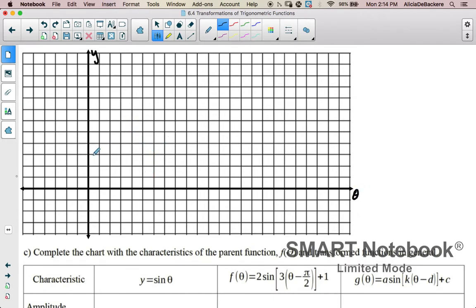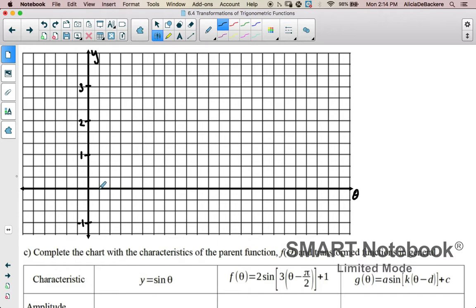So for my y-axis, I'm always starting there because it's the easier one. I'm going to say every 3 squares is 1. Doesn't really matter as long as you can see negative 1, 1, and 3. And then I'm going to go across.